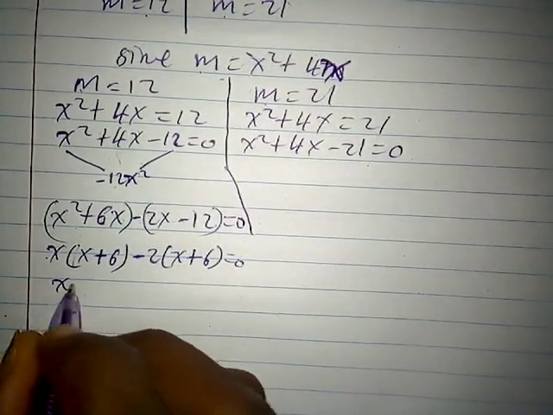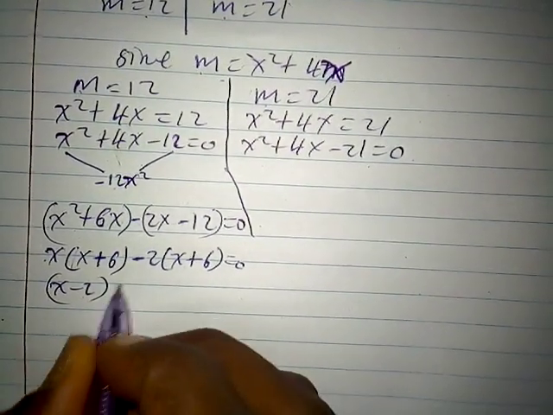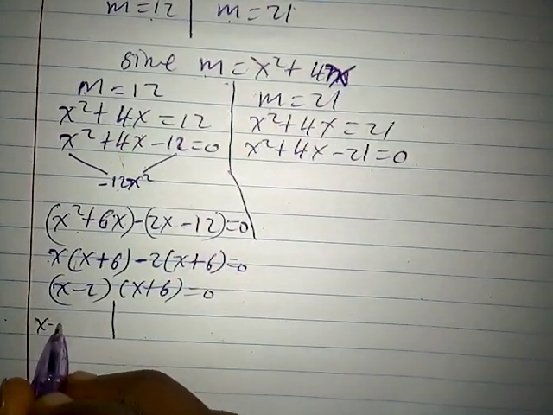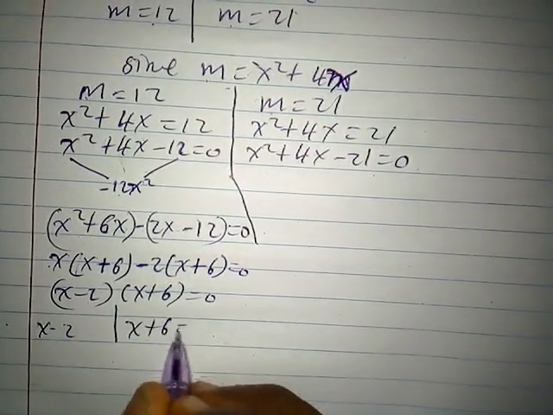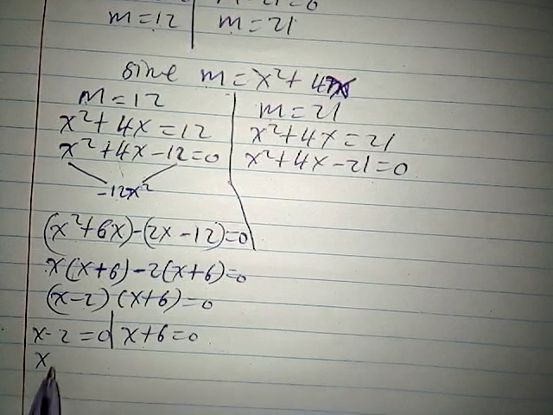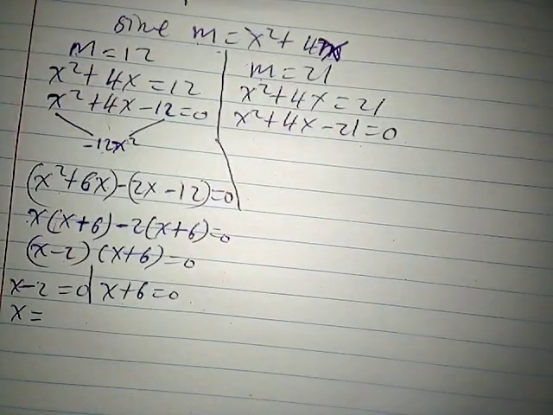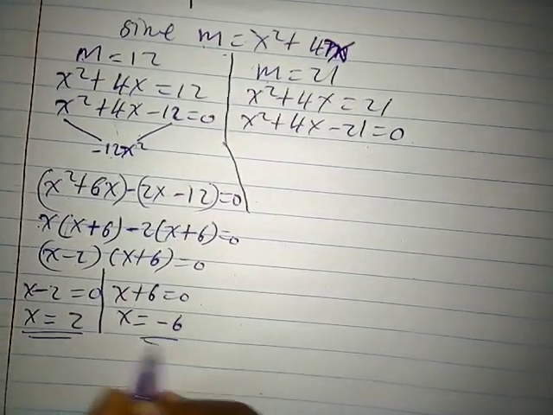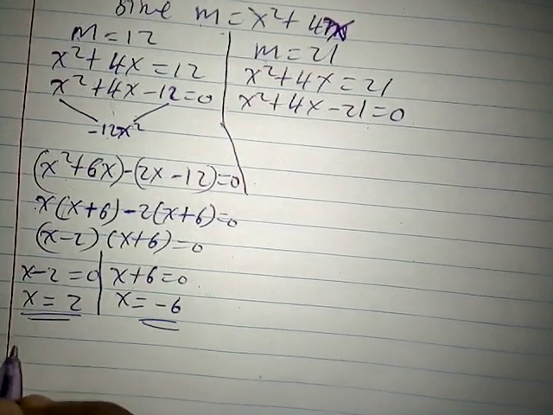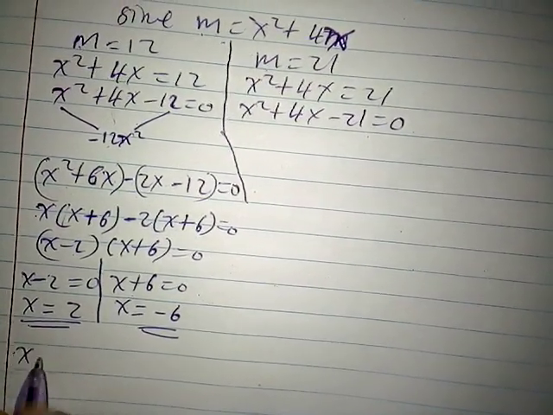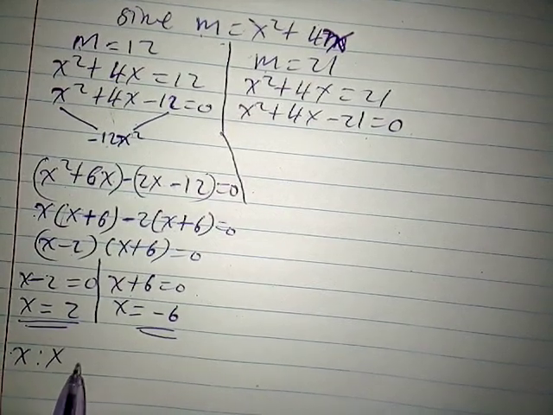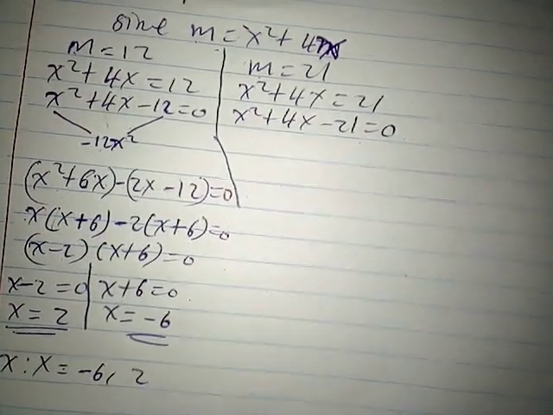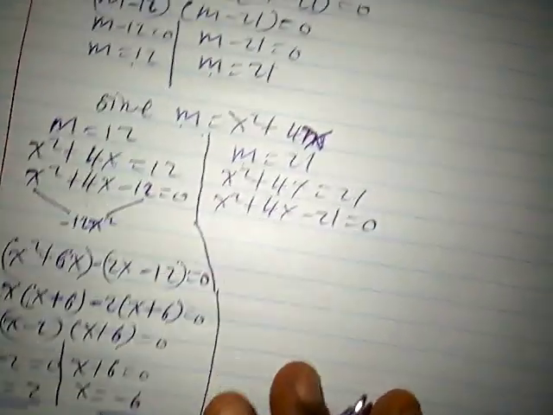So what is x? So x minus 2. Here again we say x plus 6 equals to 0. We find the values of x. So x minus 2, x plus 6 equals to 0. So x, if we transpose minus 2, we are going to have 2. Here, x, we are going to have minus 6. So the first two values of x are what? 2 and minus 6. Therefore, the values of x are, the small number first, minus 6 and 2. Do you see?